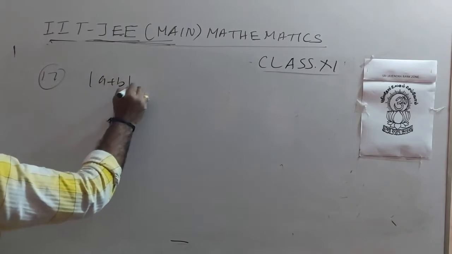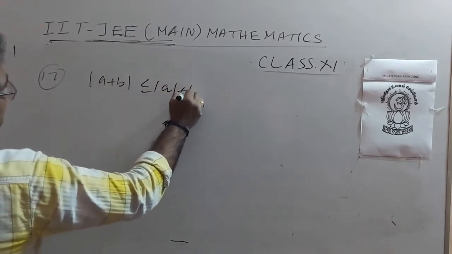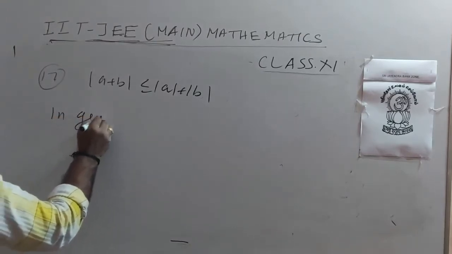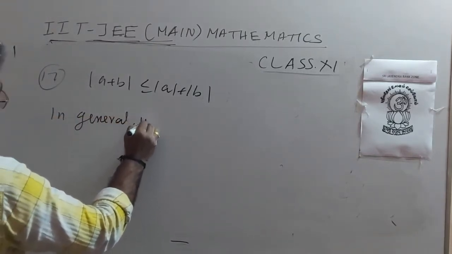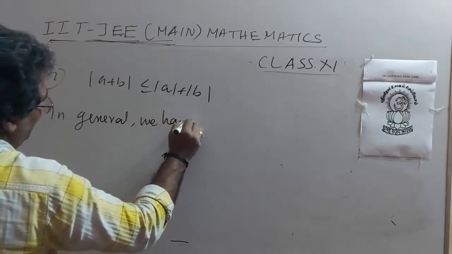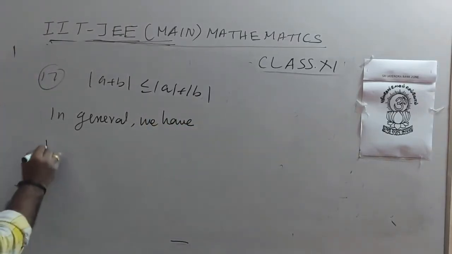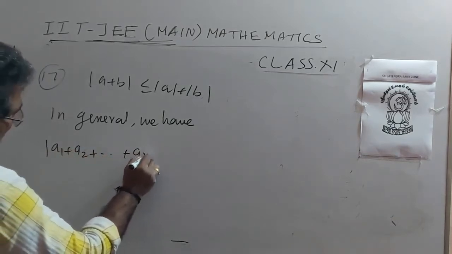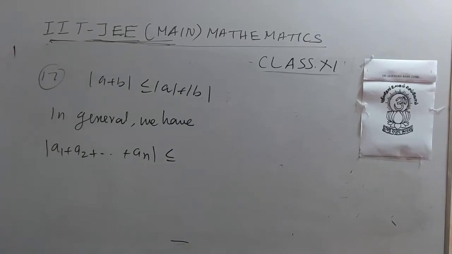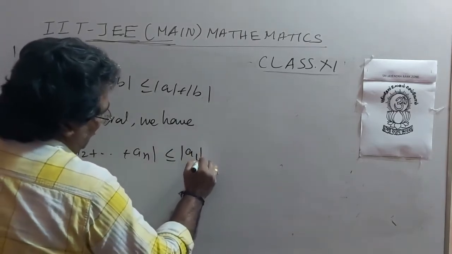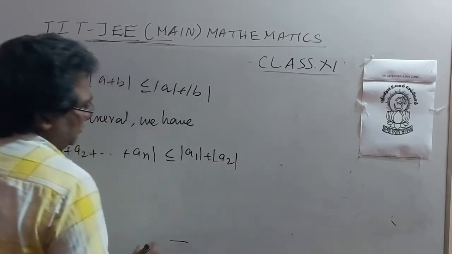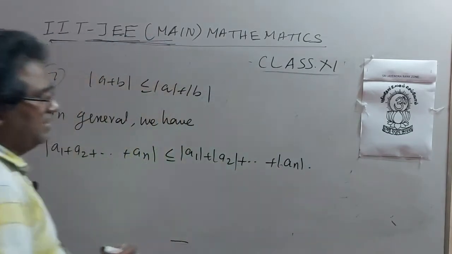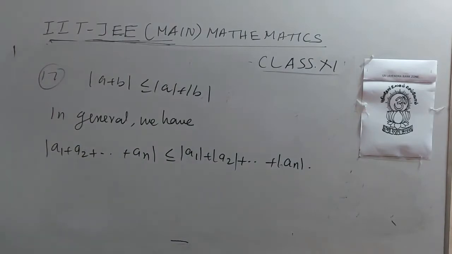Modulus of a plus b is less than or equal to modulus a plus modulus b. In general, we have modulus of a1 plus a2 plus etc. plus an is less than or equal to modulus a1 plus modulus a2 plus etc. plus modulus an.